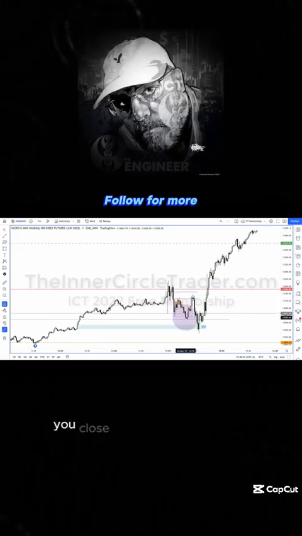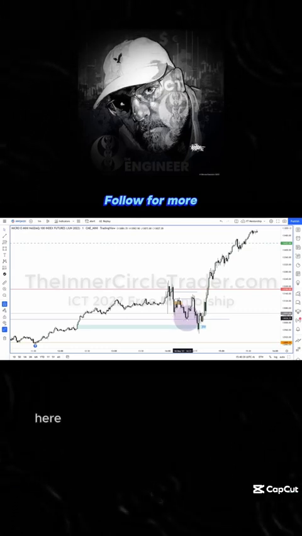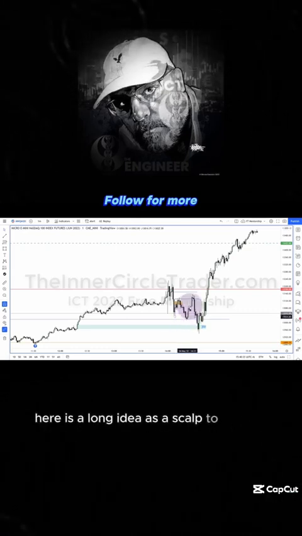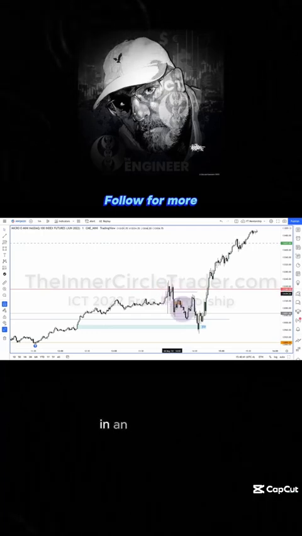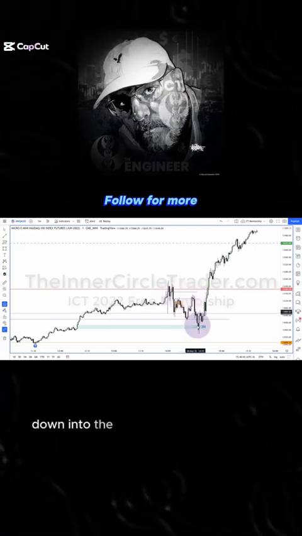Drops down in. Below here, you close your short if it's a scalp. Here is a long idea as a scalp. Take it up into buy side liquidity resting above this high here, and then into the fair value gap. This is a short down into the objective I was looking for.